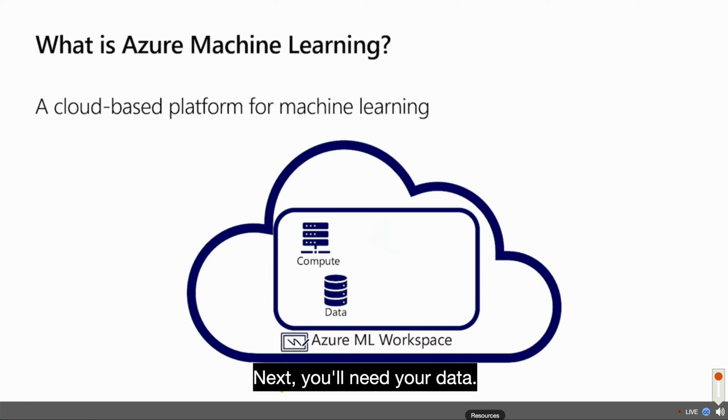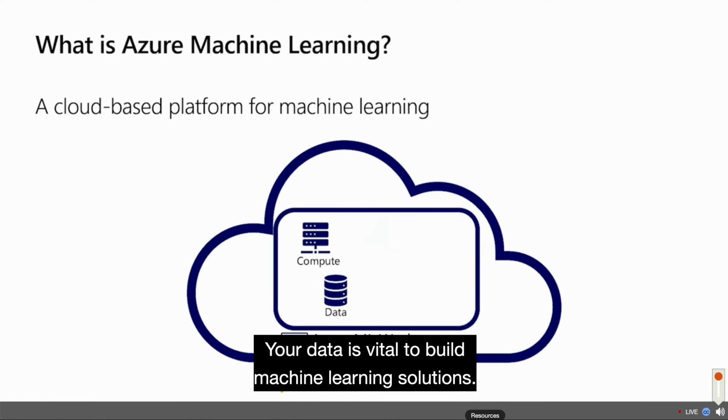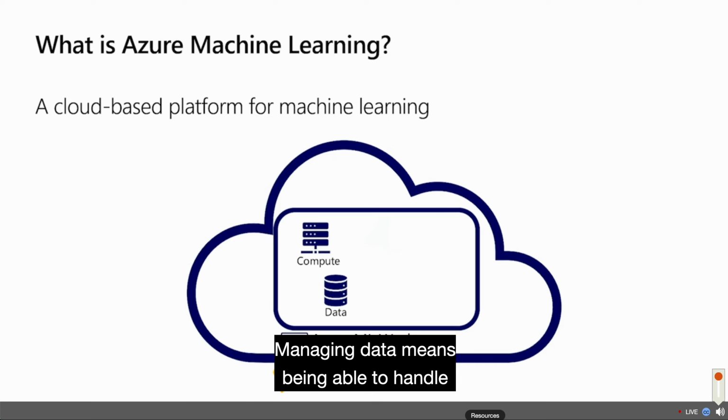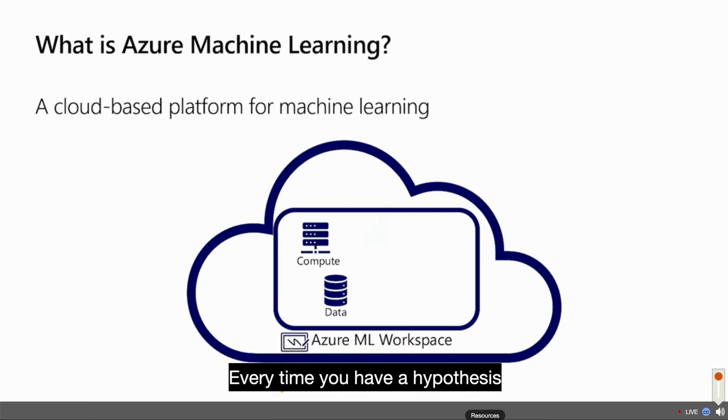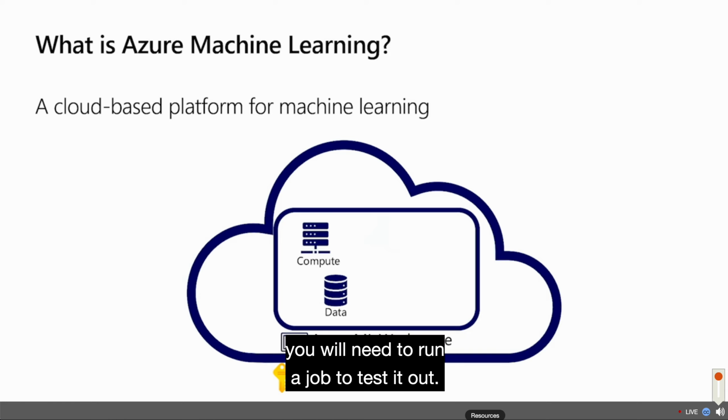Next, you'll need your data. Your data is vital to build machine learning solutions. Managing data means being able to handle large volumes of data, but more importantly, also allowing it to be easily accessed for the purpose of being used for training your machine learning models. And every time you have a hypothesis on how to build a certain model, you will need to run a job to test it out.